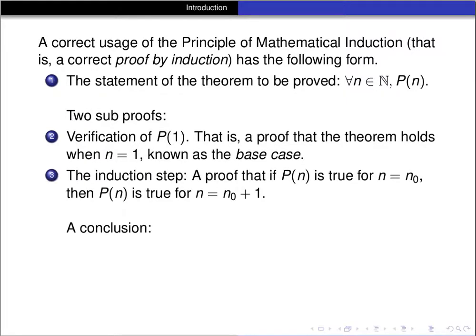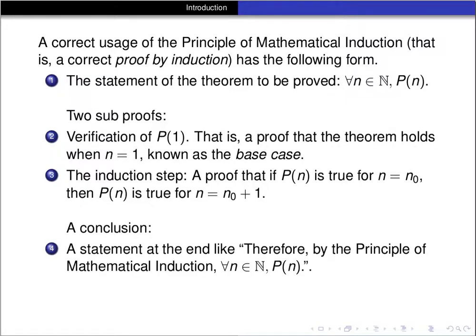And then the induction step, a proof that if P(n) is true for some n equals n₀, then P(n) is true for n equals n₀ + 1. So if it's true for n₀, then it's true for n₀ + 1. And finally, a conclusion, a statement at the end of your proof, like therefore by the principle of mathematical induction, it's true that for all natural numbers n, P(n).